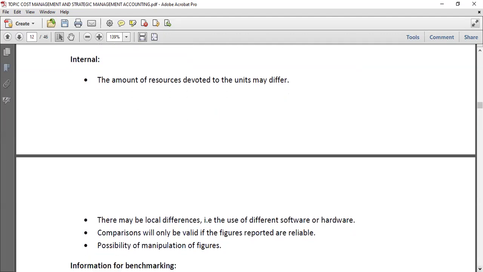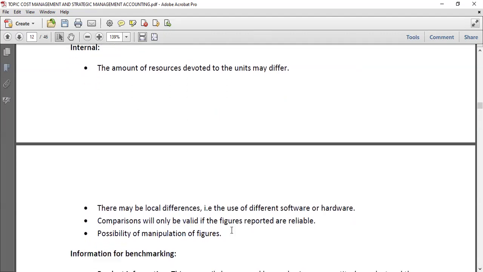Okay, so internally, of course, these are the internal comparison challenges that we may find. As you can see, the amount of resources devoted to each unit may differ. Like different branches, you cannot compare an Arua branch with a Kampala branch because of the different client base they serve, the different number of people they serve, and so on. Okay, and then also local differences as well, and so on.